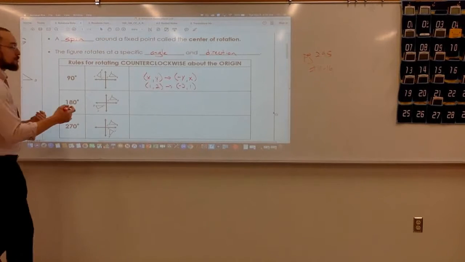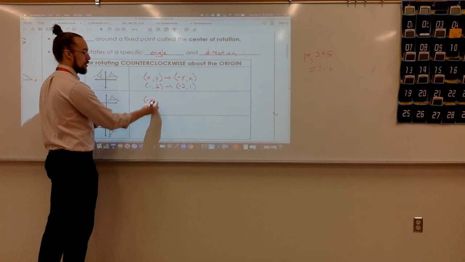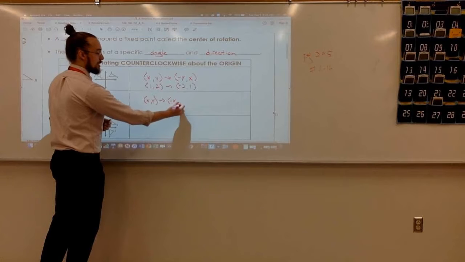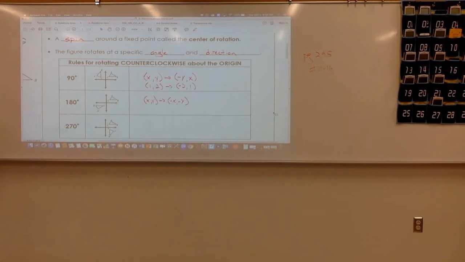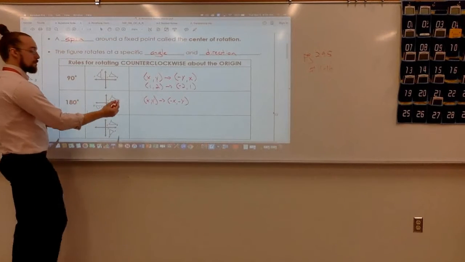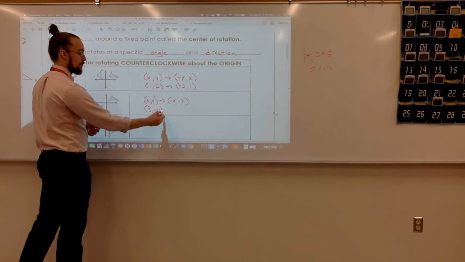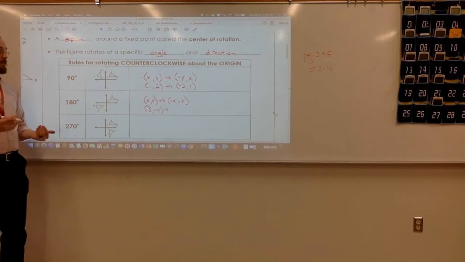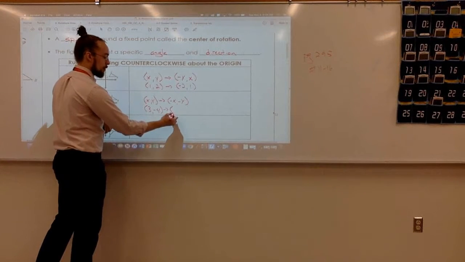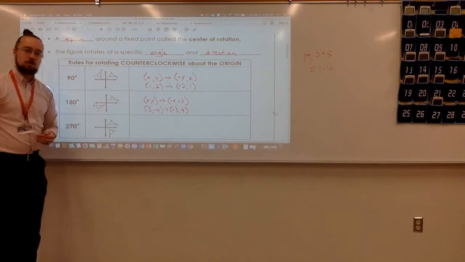The rule for rotating 180 degrees: take my original point, and just take the opposite of each of the coordinates. I don't flip them. I just take the opposite of each of them. For example, if I had the point, I don't know, 3, -4, and I rotate that 180 degrees, that will now be the point -3, +4.